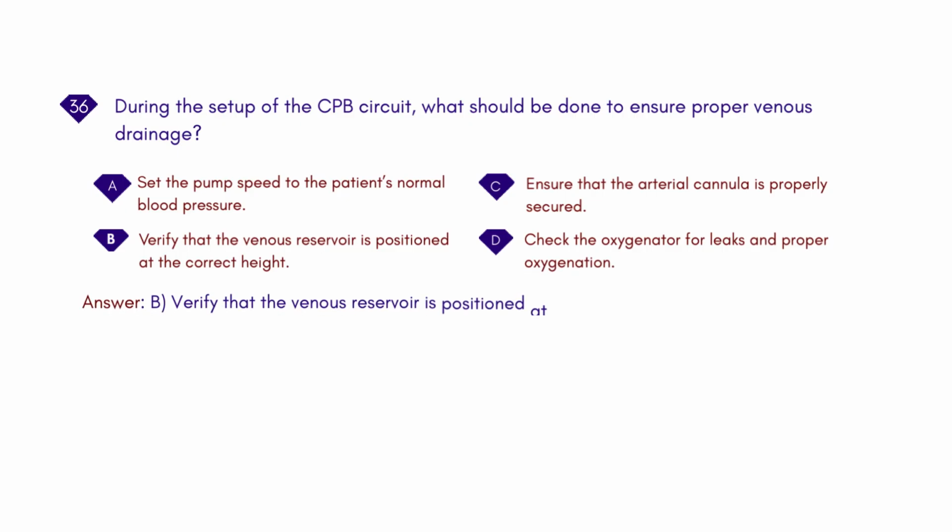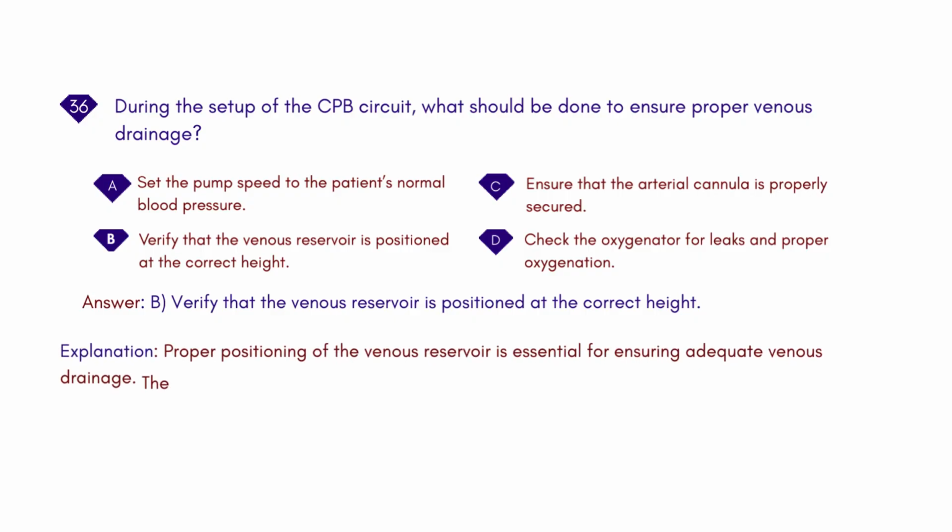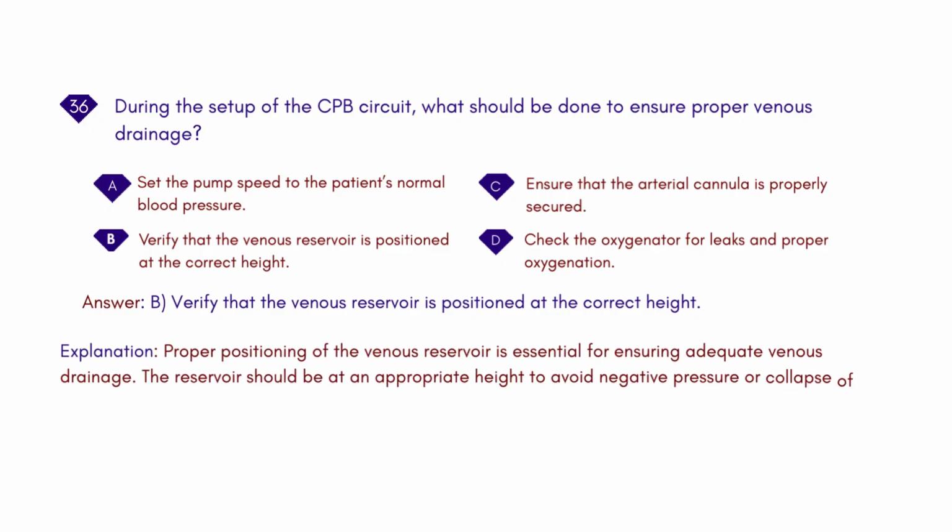Answer, B. Verify that the venous reservoir is positioned at the correct height. Explanation. Proper positioning of the venous reservoir is essential for ensuring adequate venous drainage. The reservoir should be at an appropriate height to avoid negative pressure or collapse of the venous lines during CPB.